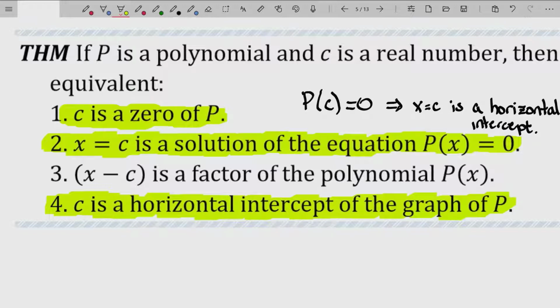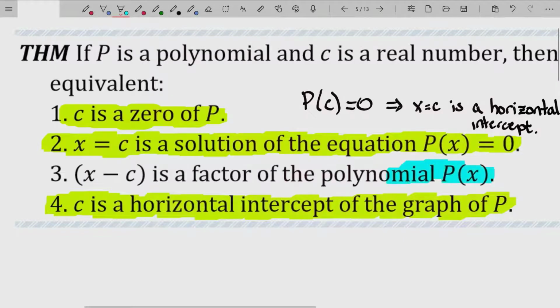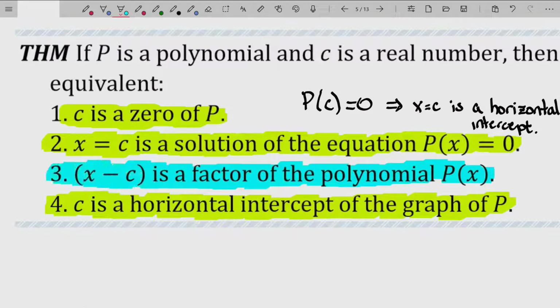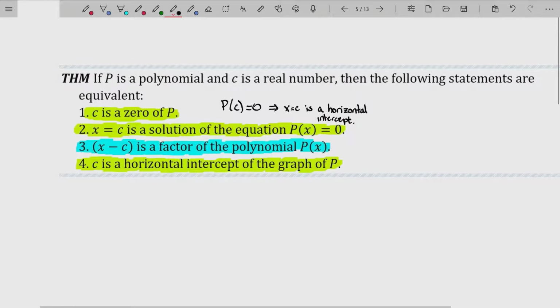The third one, though, is not so obvious. And this is actually kind of the magical piece right here. I think that this is one of the most important pieces of this theorem because it allows you to do something you need to do with polynomials, which is factor. And the only way to really convince you of this, I could do a full proof of it, but instead I'm just going to justify it slightly.